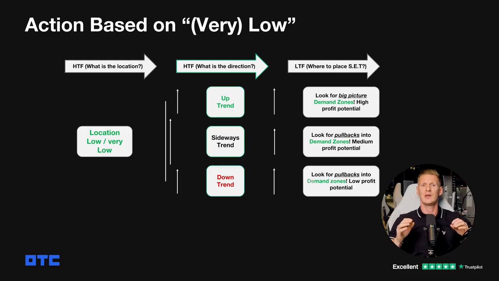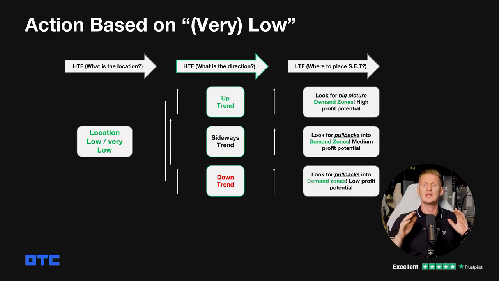If the HTF is in an uptrend, and our LTF demand zone is positioned low or very low, this setup represents an ideal scenario. By aligning with the primary trend, we are trading in the direction where price is most likely to rise. Being in a demand zone at a low price in an uptrend maximizes both the profit potential and the probability of success. This is a perfect combination for high quality setups, offering the best chance of a strong momentum move to the upside.